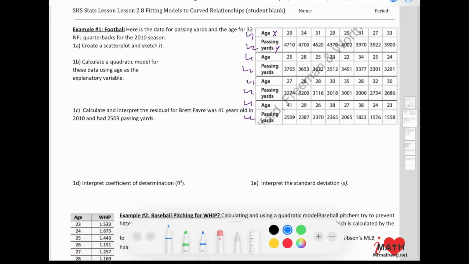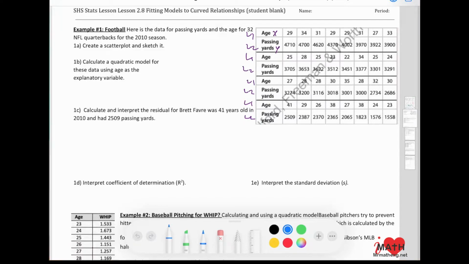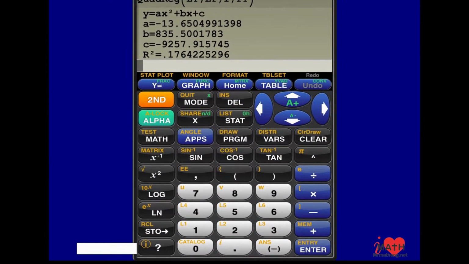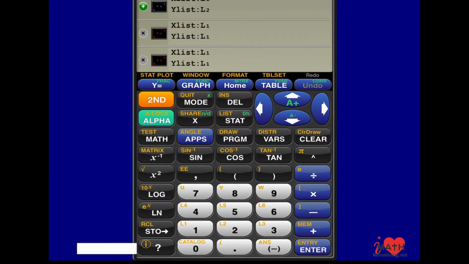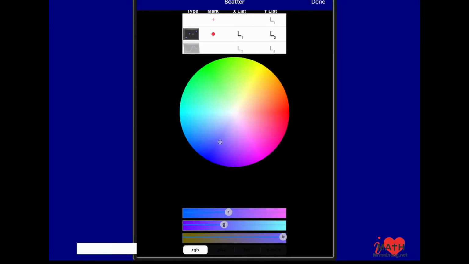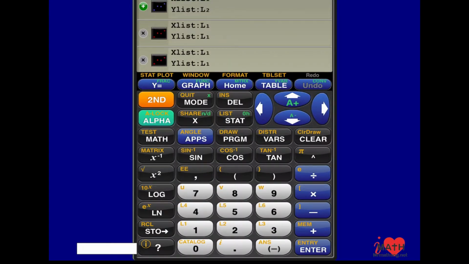So go ahead and create a scatter plot and sketch it. To do that, you're going to press second Y equals. Okay, and there you can go ahead and just click on the top row there. And the reason why in previous videos I had it where you couldn't see those is because I had it in dark mode. So you want L1, L2 on there, and just go ahead and press done, and then you can just press graph, which is on the top there.